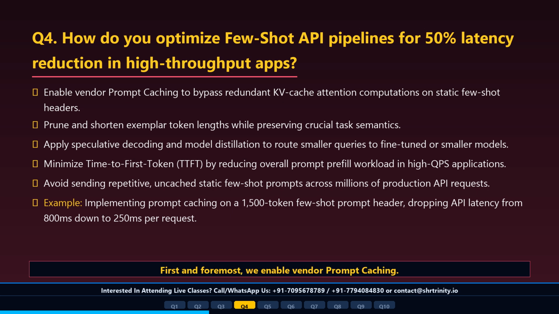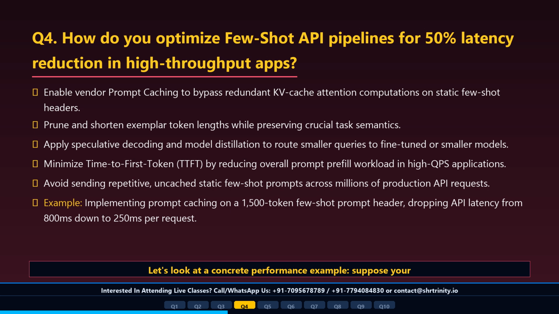First and foremost, we enable vendor prompt caching. Prompt caching reuses the precomputed key value, KV, cache for static, unchanged prompt headers across incoming requests, bypassing redundant token attention processing entirely. Second, we aggressively prune and optimize our few-shot exemplars, removing fluff while preserving essential input-output semantics to keep context sizes minimal. Third, we can introduce speculative decoding or distill complex few-shot prompts into smaller, faster fine-tuned models for repetitive tasks. Let's look at a concrete performance example.